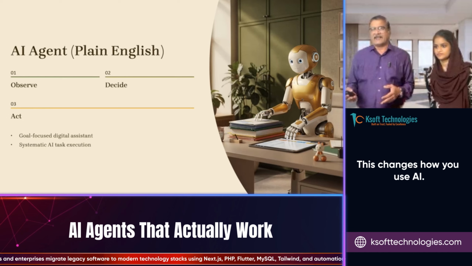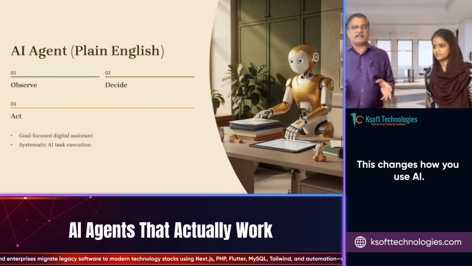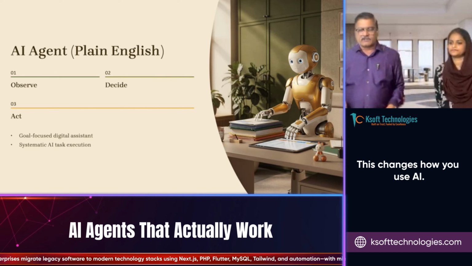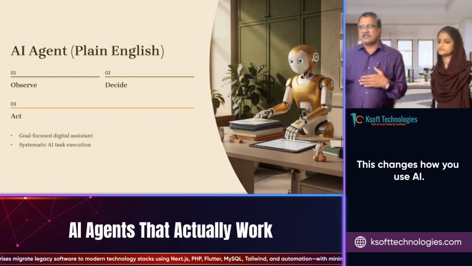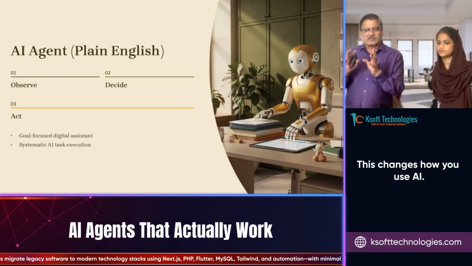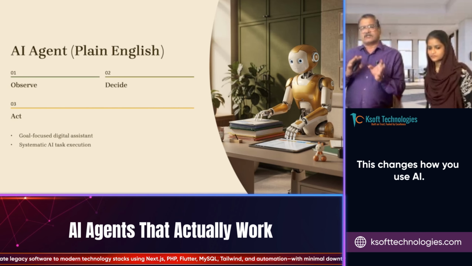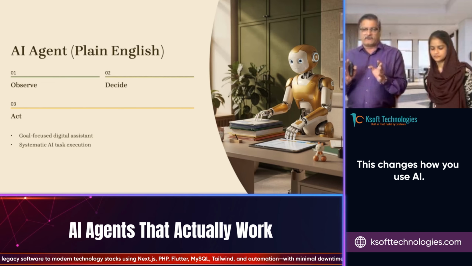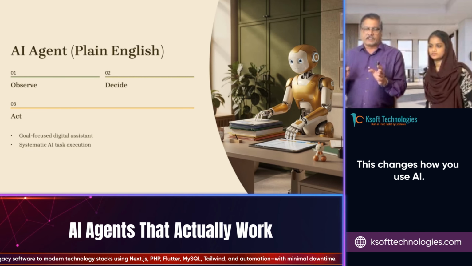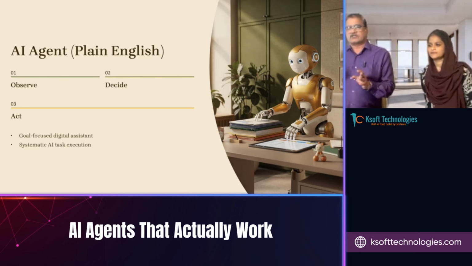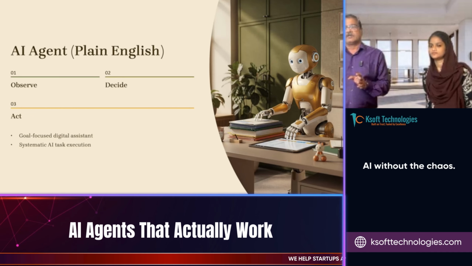Now, AI agent. I'll explain what an AI agent is and how it works in very plain, simple, grade 3 level language. An agent is essentially a goal-focused digital assistant for you. You have assistants in your office. Think of your assistant as a digital assistant which does not eat food, which just needs power to run, and it does not take leaves. It's available to you 24/7. This is what an assistant is for you. Just replace your human assistant with this.